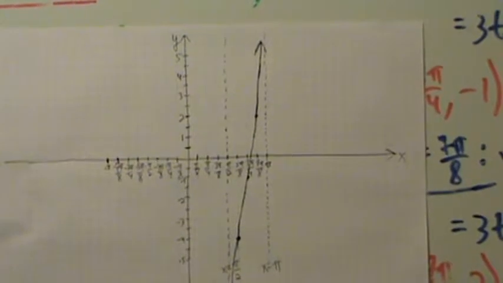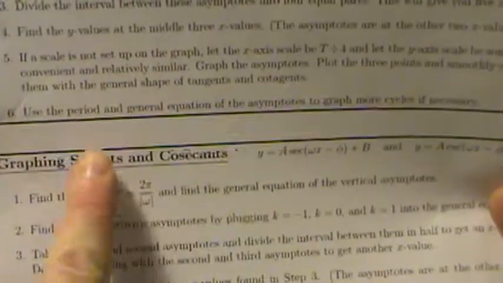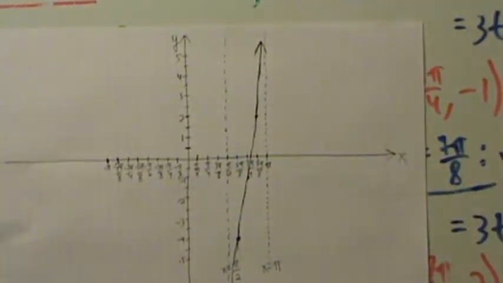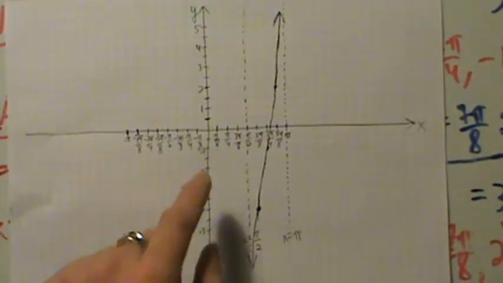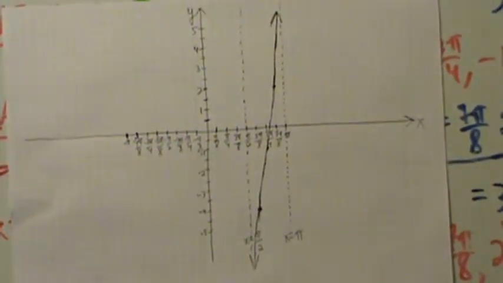Okay, so anyway, that's it for step 5. Now step 6 says use the period and general equation of the asymptotes to graph more cycles if necessary. Okay, so you might be asked specifically to graph maybe 2 or 3 cycles. So let's graph 2 more cycles to the left, and then that'll be it for this problem.